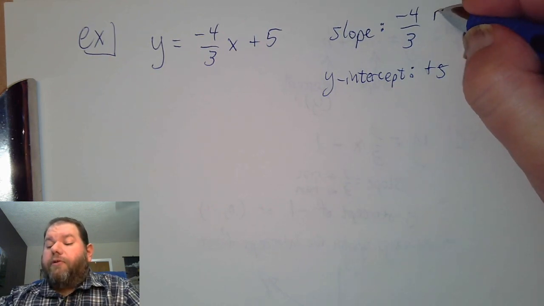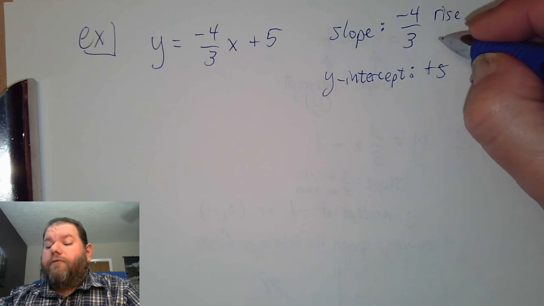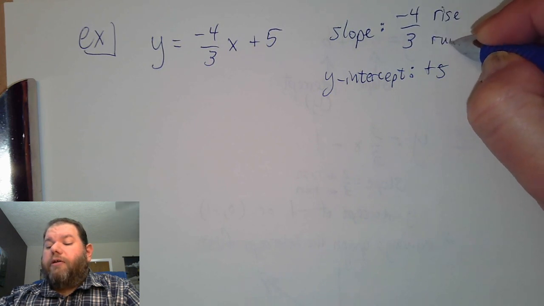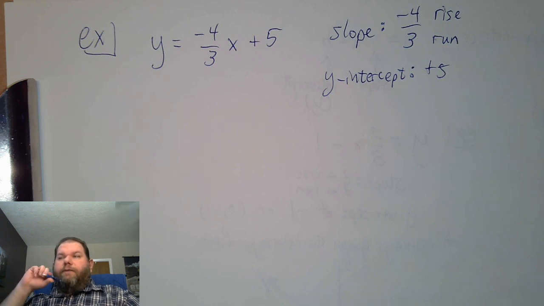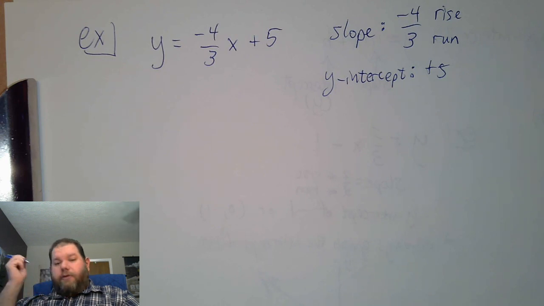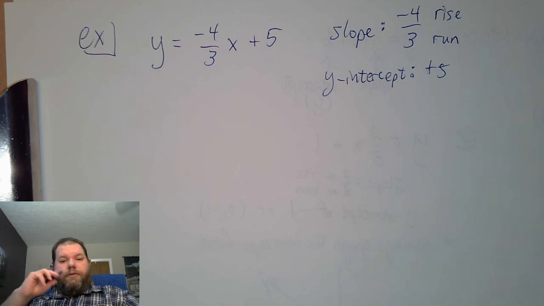Now we're going to graph the slope. We know that's a rise of negative 4 and a run of 3. Now if we say that we rise by negative 4, which direction are we actually going? Up or down? Down. Yeah, anytime it's negative, we know it's going to go down and to the right. And anytime it's positive, we know it will go up and to the right.